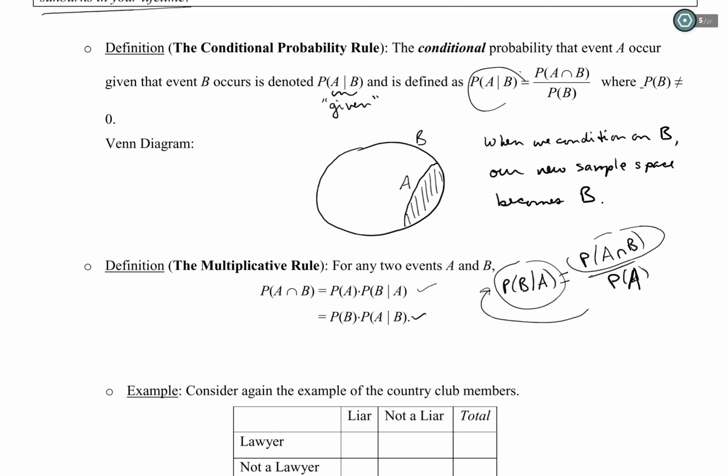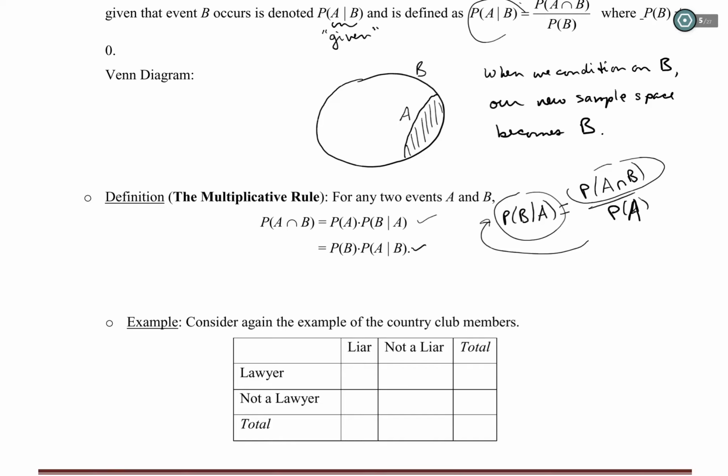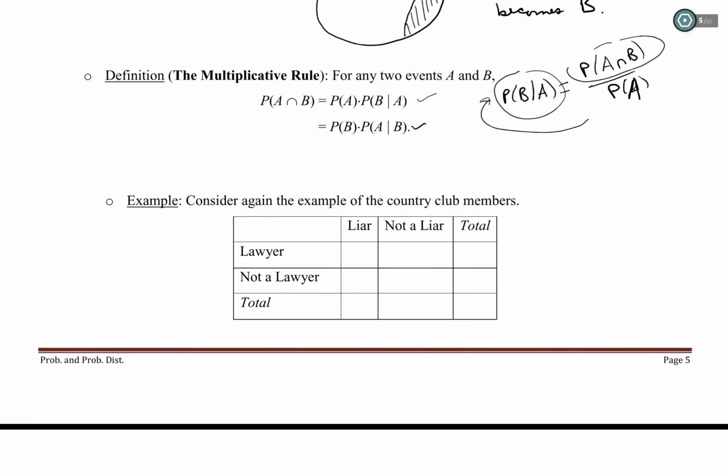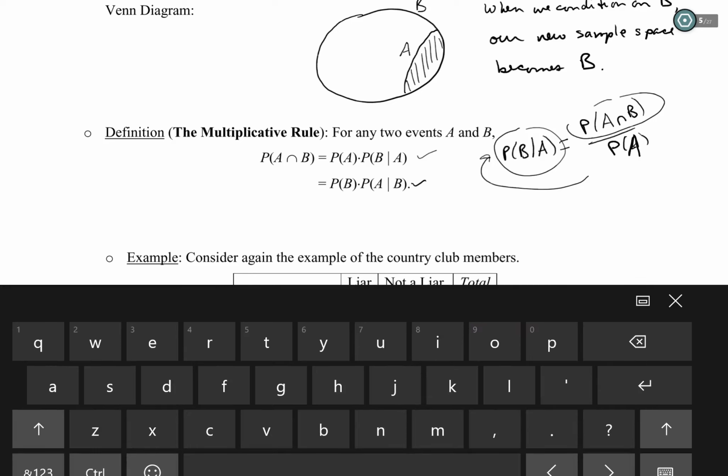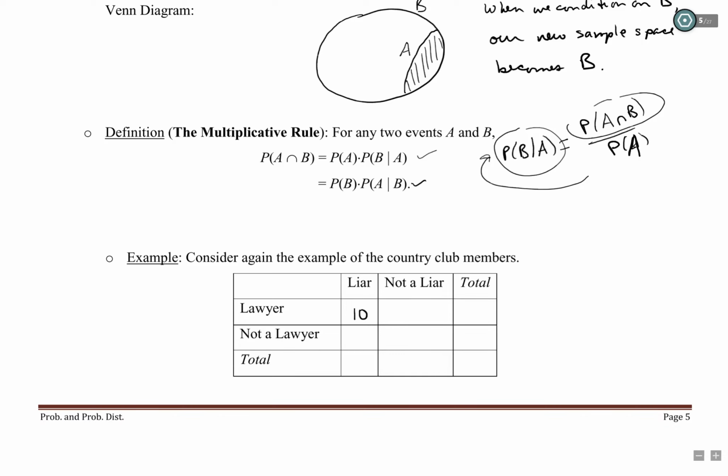Alright, so let's apply some of this, in particular the conditional probability rule, back to the country club example. Here's a table that represents the information that we had from before. As opposed to the Venn diagram, we can have this sort of table that is helpful. There were 10 members that were lawyers and liars, and we were also told that there were 50 lawyers and 30 total liars.